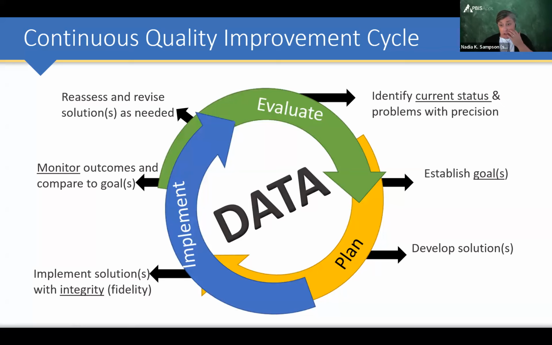We implement those solutions with integrity and fidelity. We monitor to see if we're getting to the outcomes we want to get to. And then we reassess and revise as needed. Continuous quality improvement is just that. It's continuous. We know in schools that last year it might have been the cafeteria. This year it's the hallways. Things change. And so we're constantly needing to engage in looking at our data and changing up what we're doing based on our context and what's happening with and for our students.